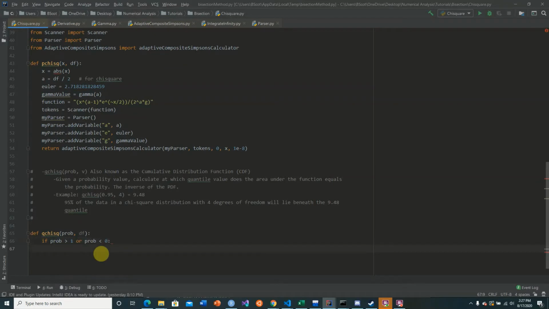If it is, then we're going to say print error: probability must be between 0 and 1. Return none.